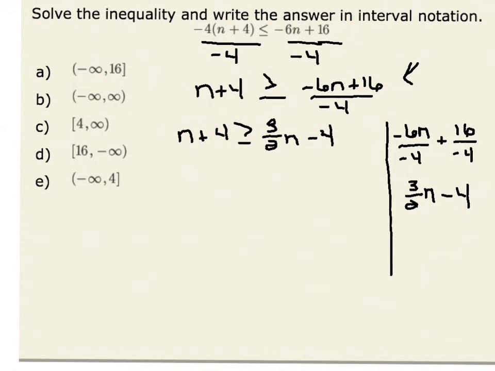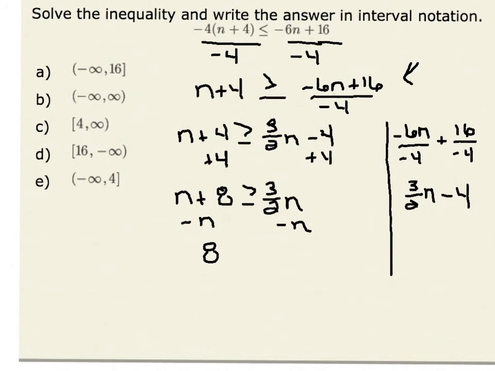I could add 4 to both sides, giving us n plus 8 is greater than or equal to 3/2 n. Next, I could subtract n from both sides of my inequality, giving me 8 is greater than or equal to 3/2 n minus n. 3/2 n minus n is equal to 1/2 n. Therefore, I have 8 is greater than or equal to 1/2 n.